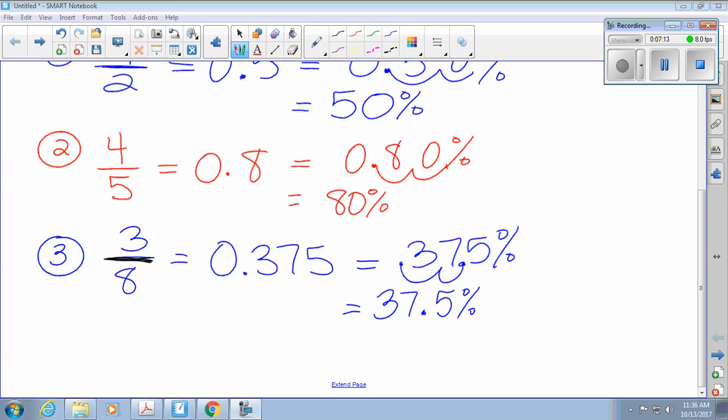Now, if the question were to ask you to round to the nearest whole percent, what would that round to? Would it be 37 or 38? Michael? 38. Very good. This 5 would be enough to power up that 7 up to an 8, okay? Any questions thus far? Okay.